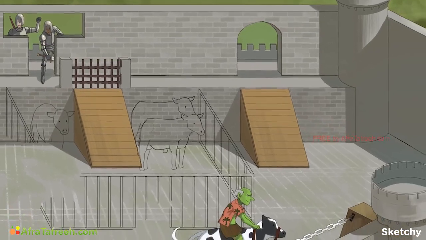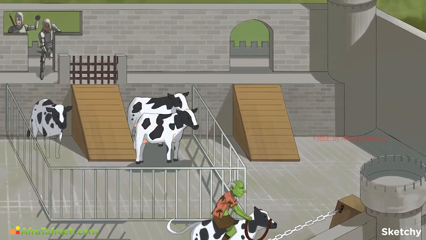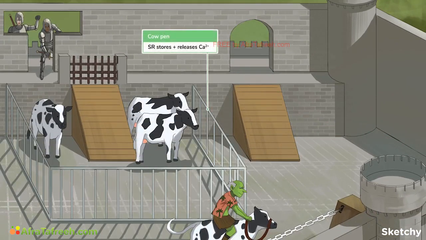Speaking of the sarcoplasmic reticulum, it is a series of tubules inside the cell that store and release the calcium necessary for excitation-contraction coupling to occur. This pen, being used to store cows inside the castle yard, should help you remember this. These tubules are located right next to the sarcomeres, the cell's contractile elements, which puts them in close proximity to the calcium binding sites on troponin.